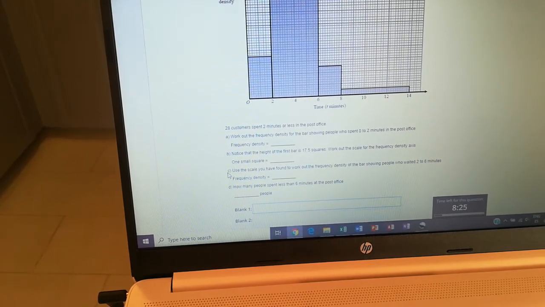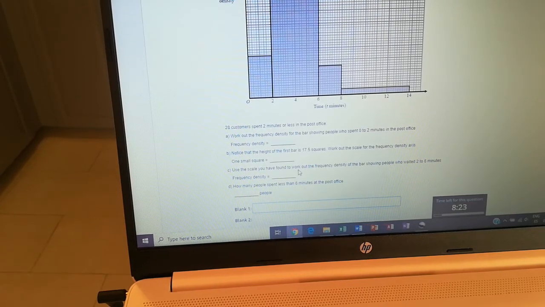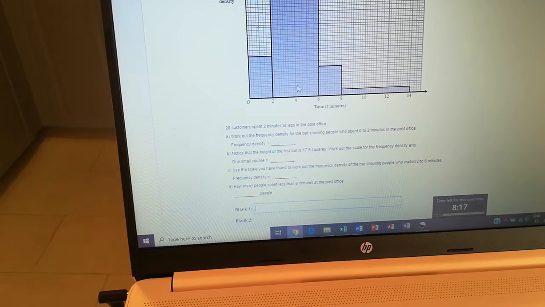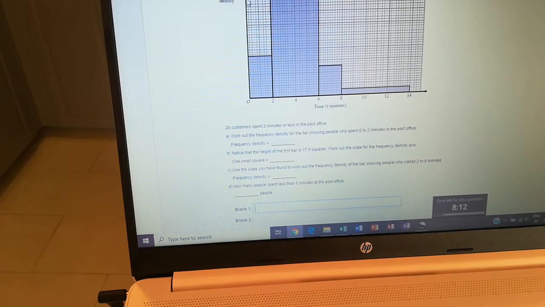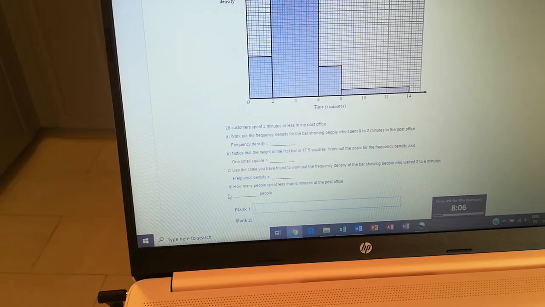Okay, so I'm going to work out the frequency density for that first bar. Then I'm going to notice that the height of the first bar is 17.5 squares. I told you how many squares that was to help you from counting. So that's 17.5 squares. You need to work out if that's a frequency density of this value here, how much is each square worth? That's going to tell us what the scale is. So one small square worth how much?